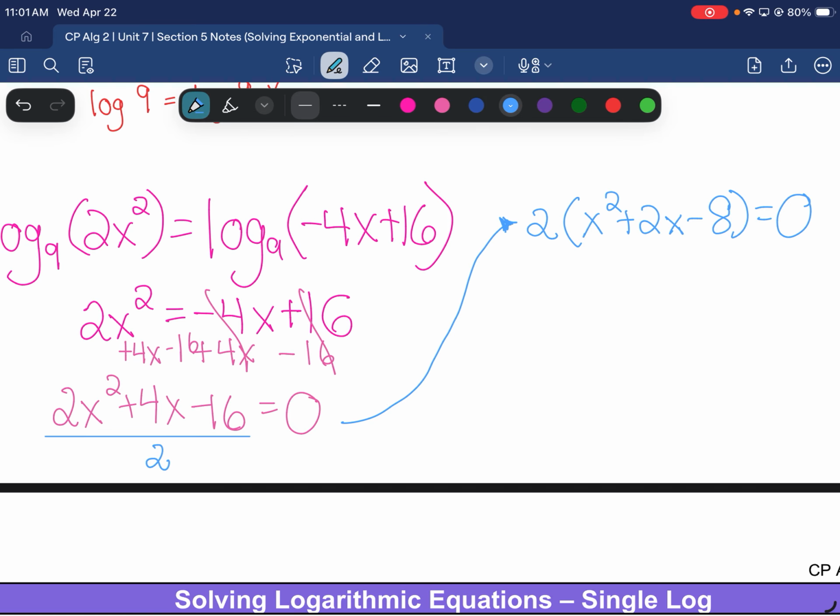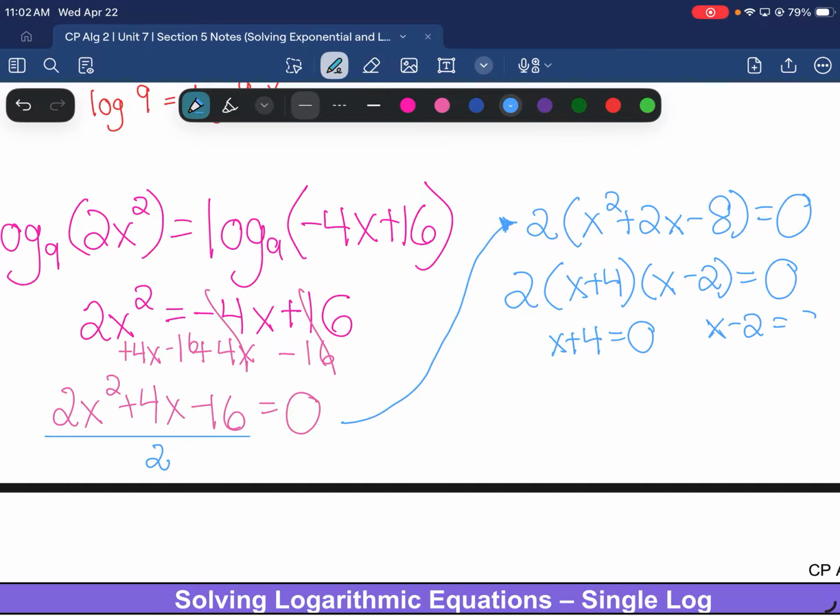So what multiplies to get you -8 but adds to get you a +2? +4, -2. So x plus 4, x minus 2 equals 0. You're solving. So take x plus 4 equals 0 and x minus 2 equals 0.